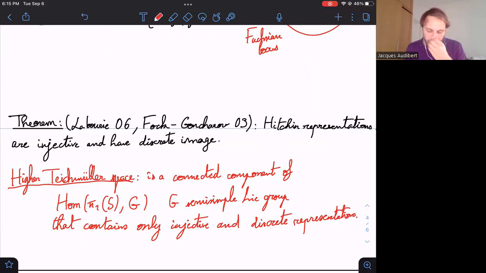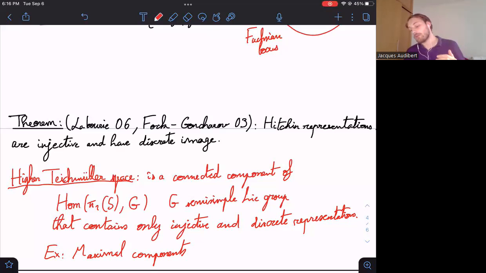So there are other examples of higher Teichmuller spaces except the Hitchin component, but the Hitchin component was one of the first to be discovered. For example, there are the maximal components. And people are trying to generalize what is known from the Teichmuller component to those higher Teichmuller spaces. Okay, so this is a Hitchin representation.